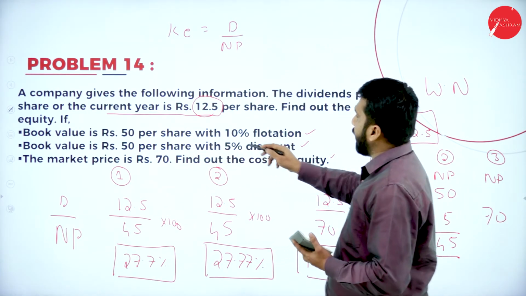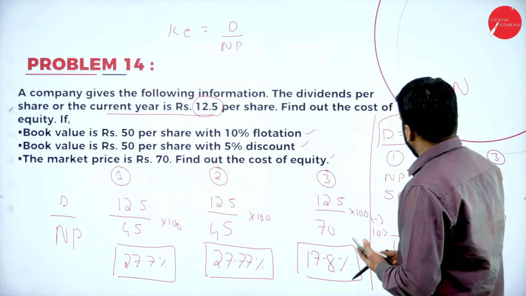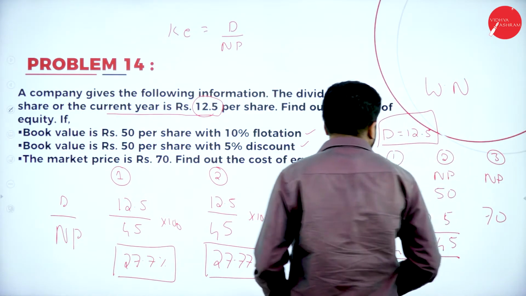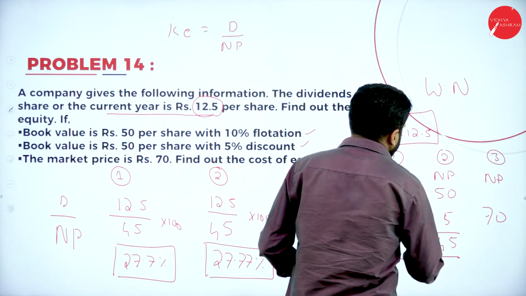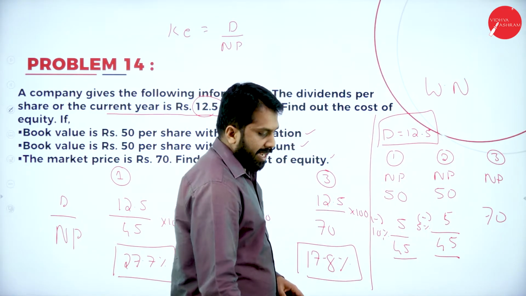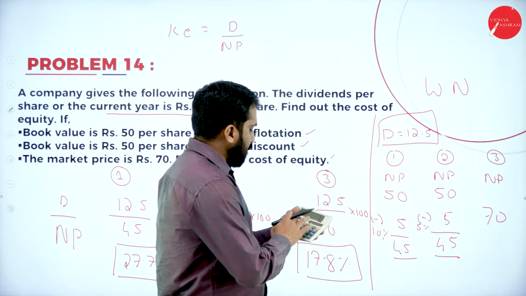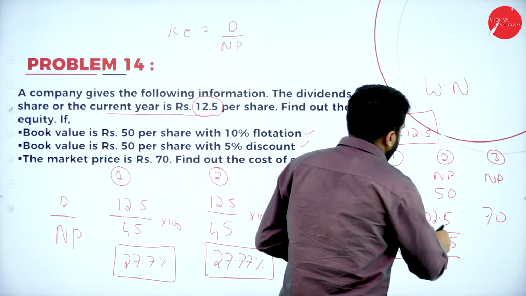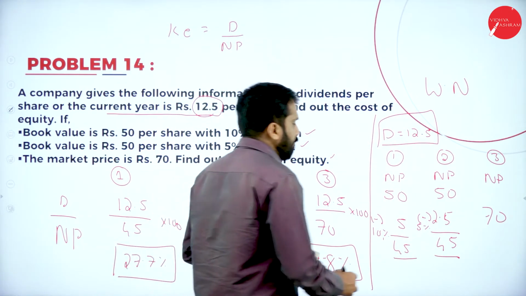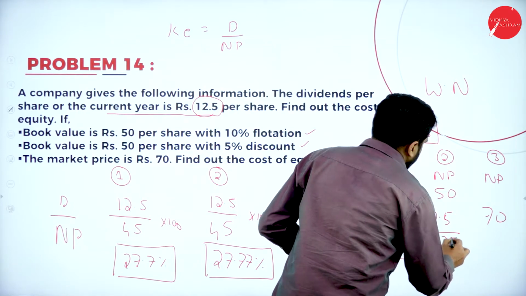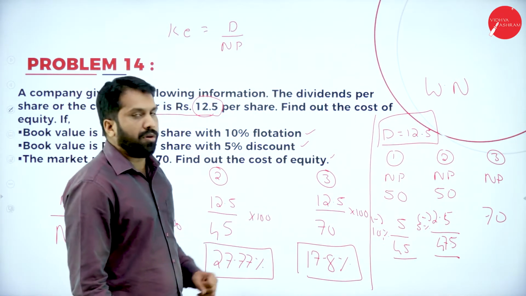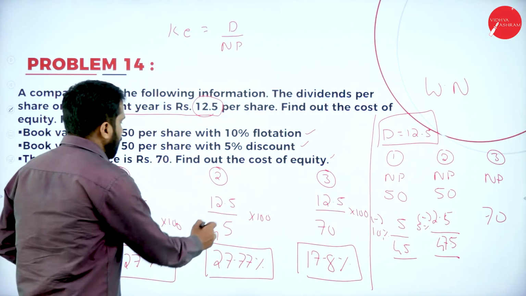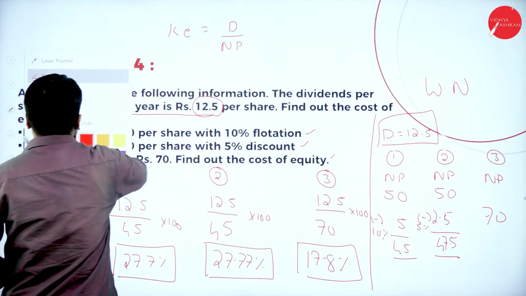Book value is 50 and a share with 10% flotation. I have taken 10. So, it is 5%. It is 10%. Then, there is a small change. 50 into 5%. It will be 2.5. It will be how much? 47.5. Small correction here. I thought both 10% only. So this is 10%, this is 5%. This will be 47.5.